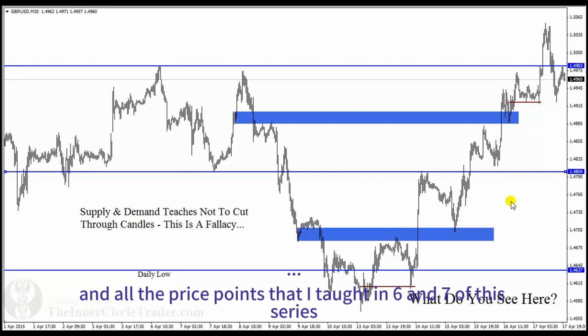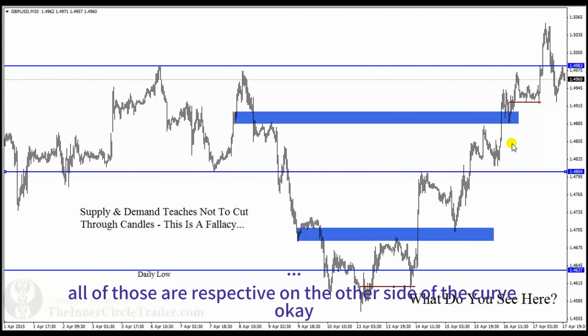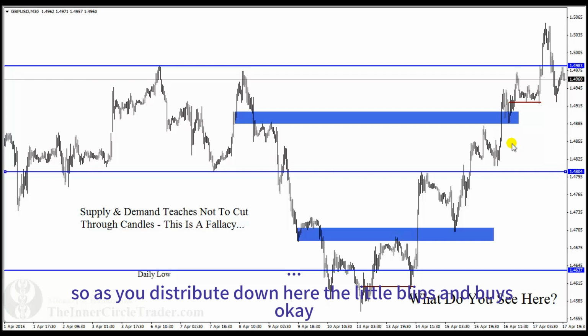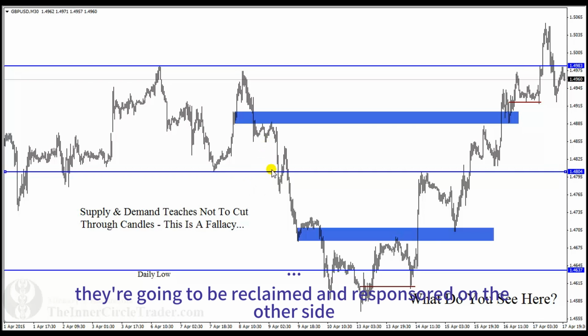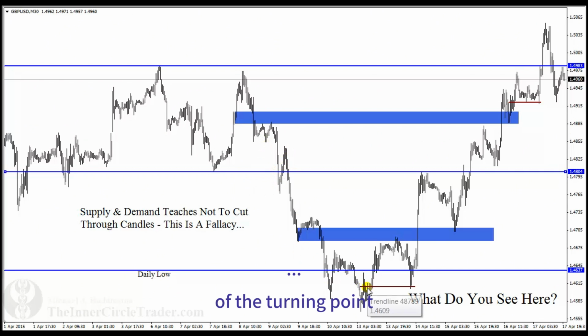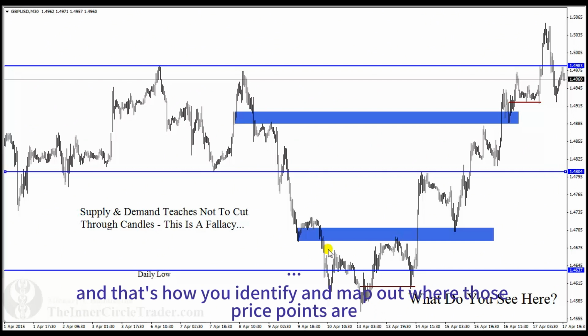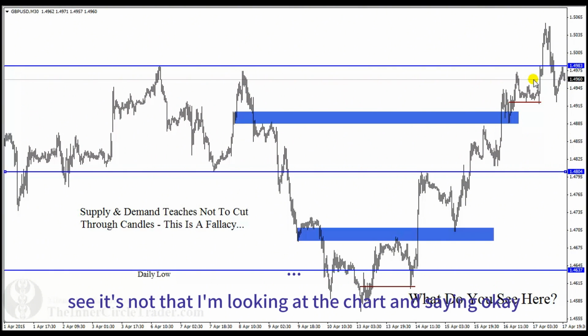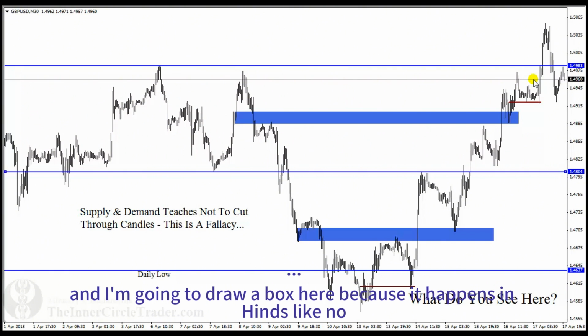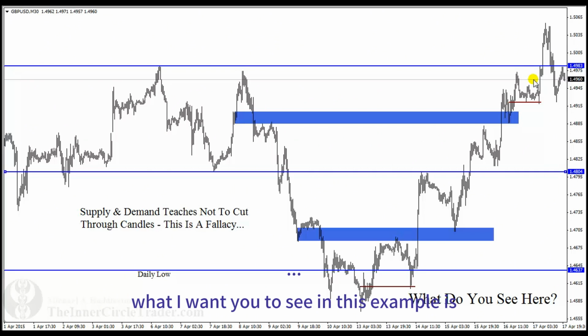See, it's not that I'm looking at the chart and saying, here's where I'm going to draw a box here, and a box here, because it happened in hindsight. No. What I want you to see in this example is every time you see a market maker profile, buy or sell, look at the price points where the bullish order blocks take place as it's dropping down in a buy profile. They're going to be reutilized on the other side as they reaccumulate. And that's the key that you don't get just looking at price and support and resistance or supply and demand. No other concept out there teaches this stuff.